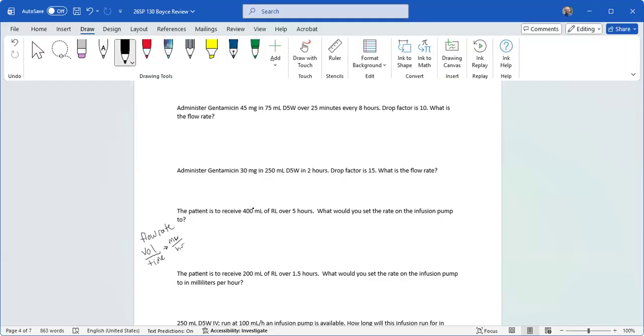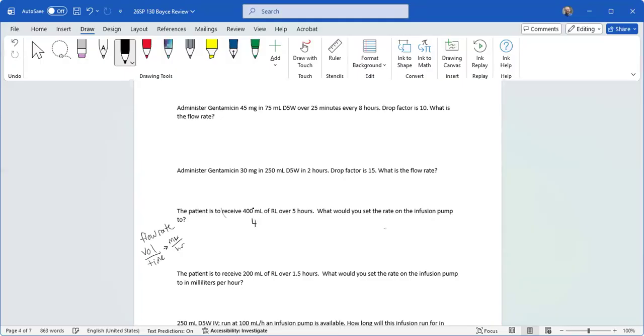So when I see something like the patient is to receive 400 milliliters of RL, which stands for Ringer's lactate, over 5 hours, believe it or not, this is a commonly missed question. Most nursing students have such anxiety about taking this test that you start to not realize that this is more straightforward and simple than you're giving yourself credit for. Like I said, if it says what would you set the rate, rate tells you it's something over time, right? The rate of speed is miles per hour. For the rate of infusion, it's milliliters per hour.